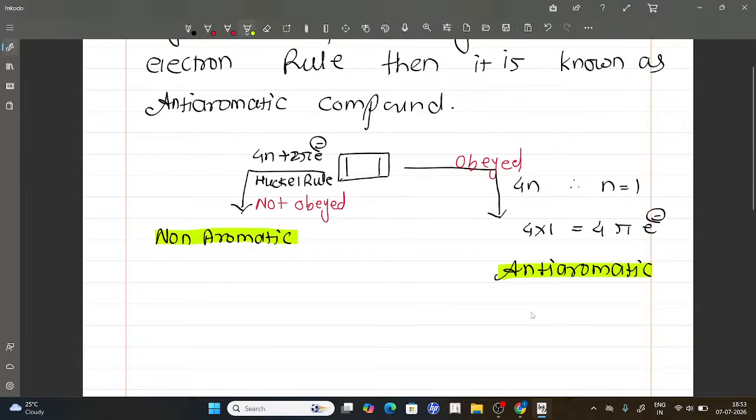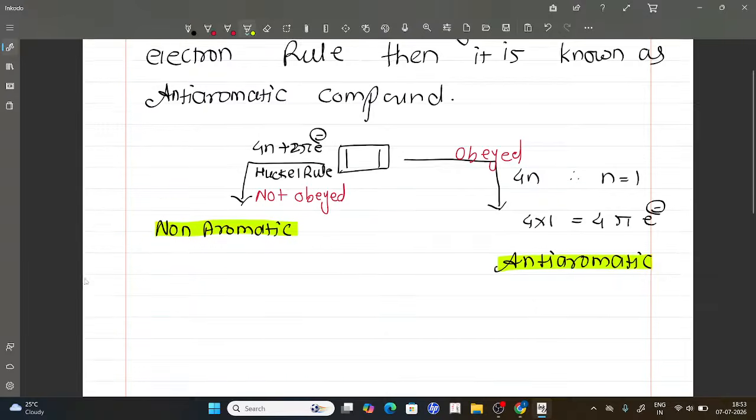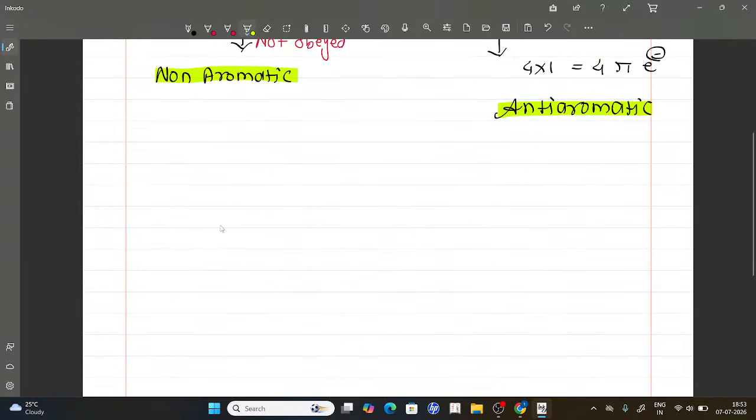Now see the next example we are going to see. We are going to differentiate between aromatic, non-aromatic and anti-aromatic for your easy understanding, because these are important questions for the CET, and these are the favorite questions of your examiner.